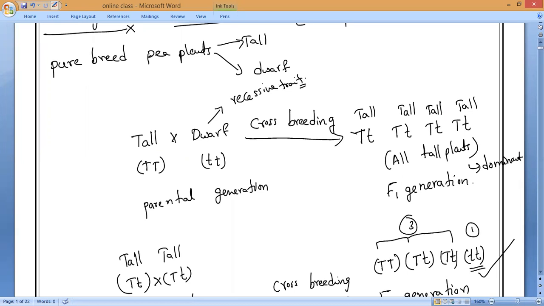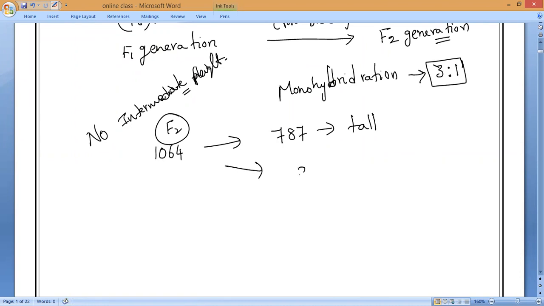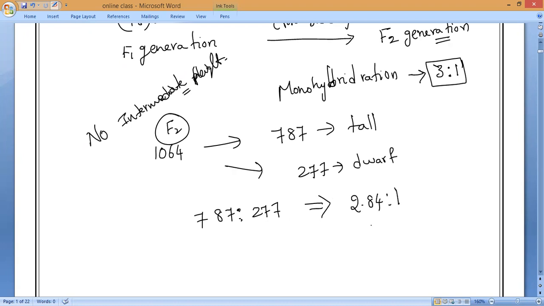So he did around 1064 pea plants in the F2 generation. Out of this many F2 plants, he noticed that 787 plants appeared tall, and the remaining 277 appeared dwarf. So he calculated the approximate ratio 787:277. If you calculate approximately, what ratio will come? 2.84:1, which is approximately 3:1.